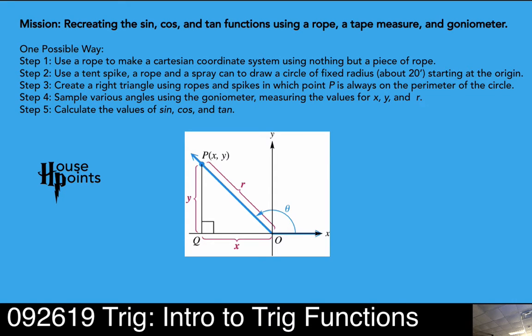One possible way: use a rope to make a Cartesian coordinate system using nothing but a piece of rope. You can do it. How would you do that? We'll come to that in a moment. What's your thought? I was thinking of the y-axis. Essentially, a gigantic... Yeah, but how do you make sure that it's actually square? Okay, how does that work? Knowing what you already know now today from our lecture, what did I talk about? What's the one thing I wanted? 3, 4, 5. 3, 4, 5!